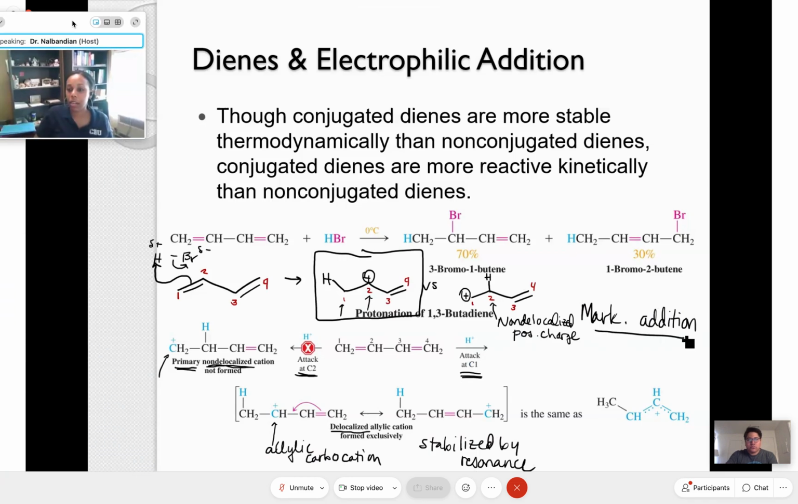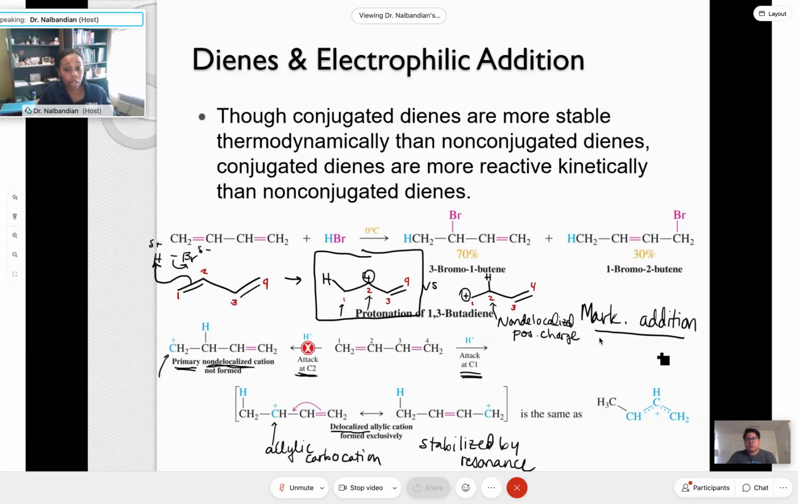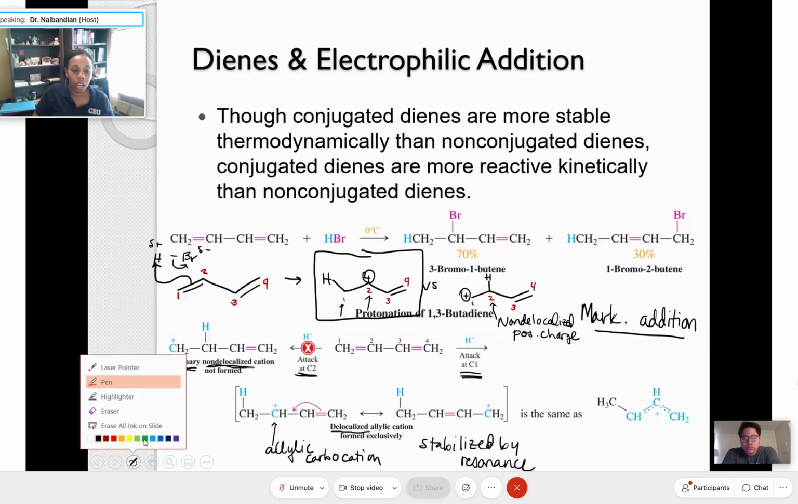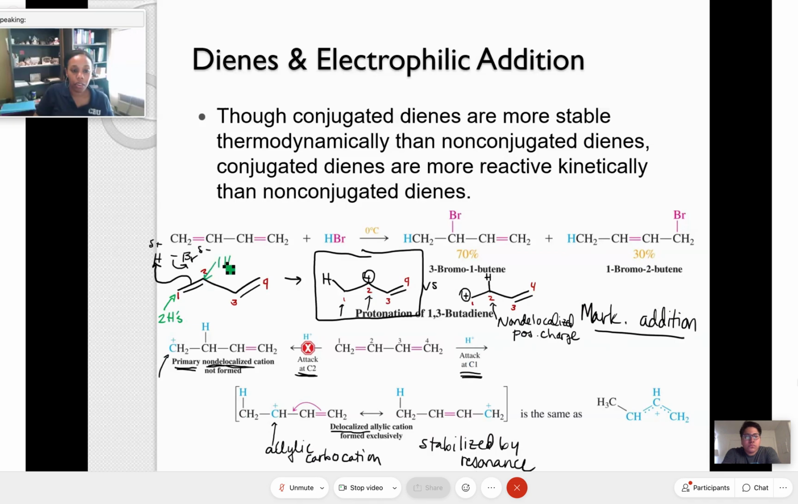We know it because of Markovnikov addition. And based on Markovnikov addition, we know that we're going to get this secondary carbocation that is then stabilized by resonance. So Markovnikov, H goes where there are more H's. We know that there are 2 H's here and only 1 H here. So H goes where there are more H's. The hydrogen adds to carbon 1 here.